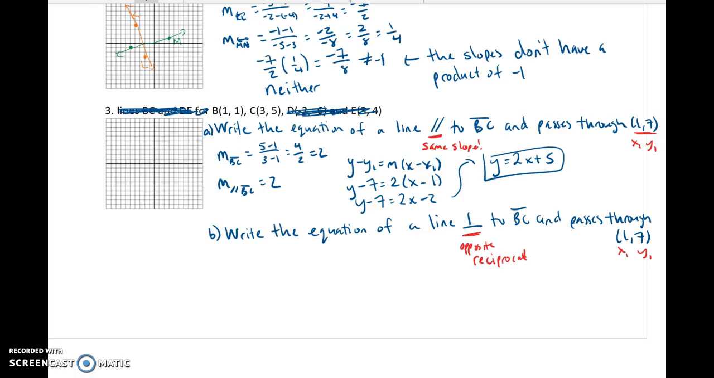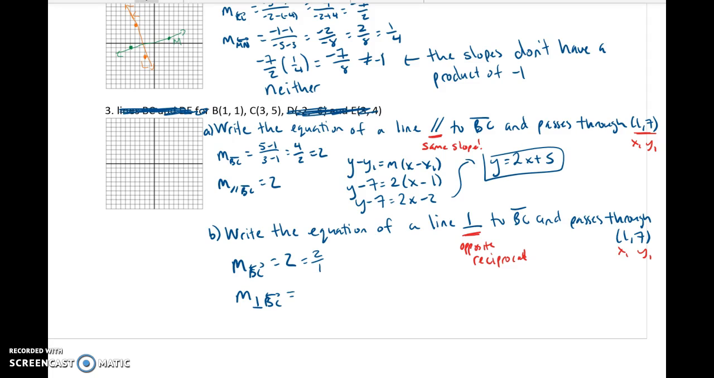All right, so now for the perpendicular line. So we already calculated the slope of BC from earlier, so that equaled 2. So remember what we mean by opposite reciprocal? You're thinking about what do I multiply to 2 to make that -1? Or you can think about it again as the opposite reciprocal of 2. So 2 is the same thing as 2 over 1.